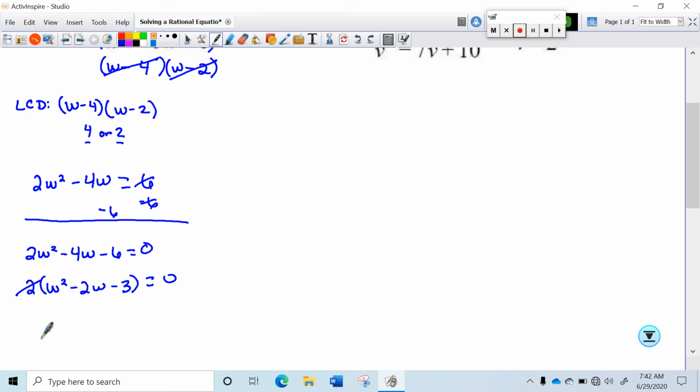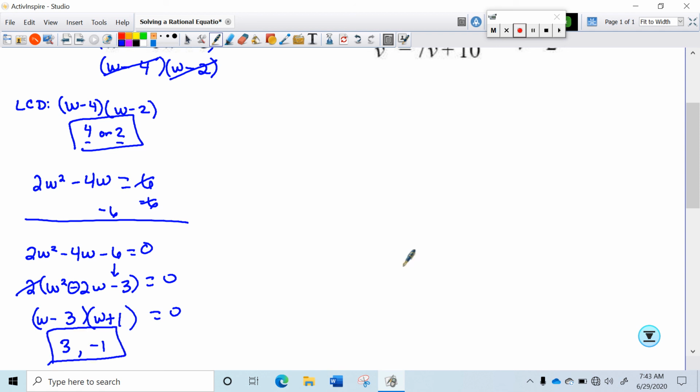So the 2's gone. So now I factor my trinomial, split up my W's, bring down the first sign. The last sign is negative. That means it's got to be the opposite of what you just used. So the opposite of negative is positive. Factors of 3 that when I subtract them equal 2 are 3 times 1. Now you do opposites. The opposite of negative 3 is positive 3, and the opposite of positive 1 is negative 1. I need to go back and see if I got any of these, 4 or 2. I did not get 4 or 2, so that means my answer is good. The answer is 3 and negative 1.